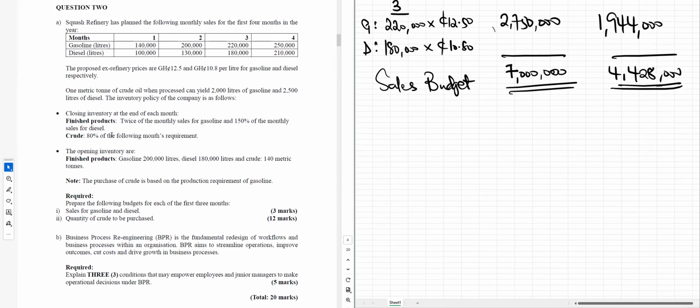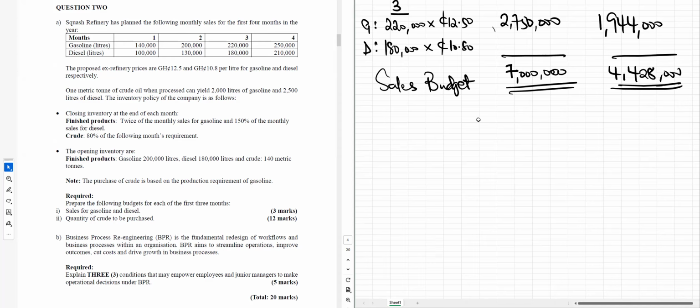So they are saying one metric ton. Don't worry. This time, that's why we are learning together.